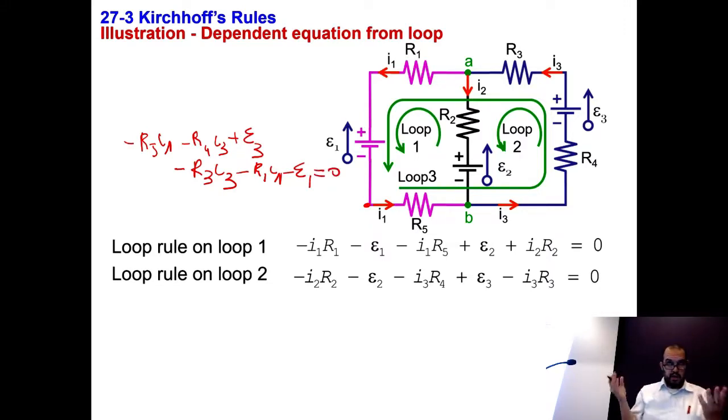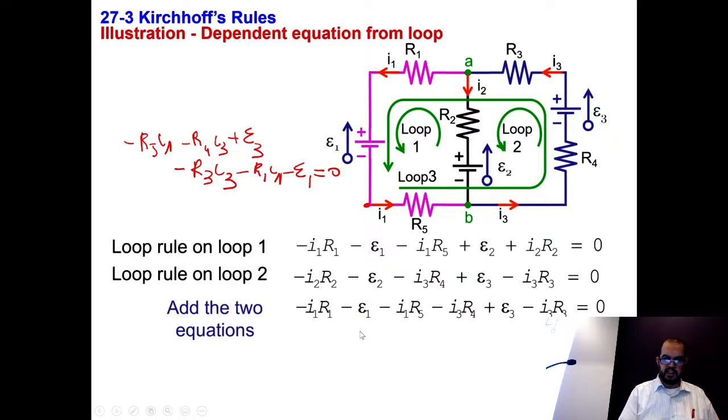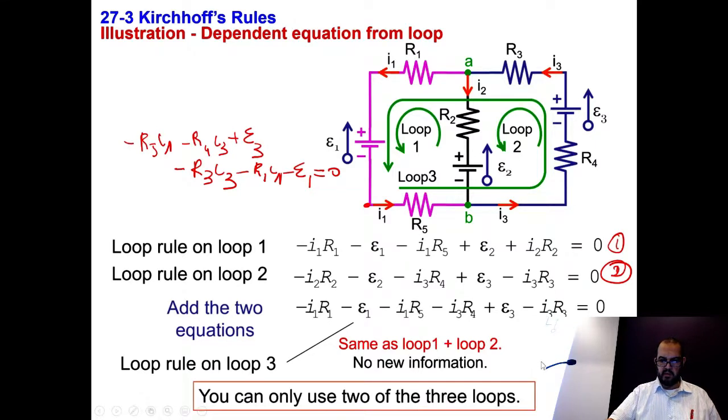So this is a third loop equation. The problem is this equation is just the sum of the previous two. Notice if you add equation 1 and equation 2, you will get equation 3. So these are now not independent equations. We don't have 3 independent equations. We still have only 2 independent equations. The third one is just the sum of the first equation plus the second equation.